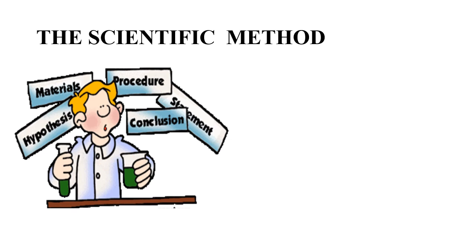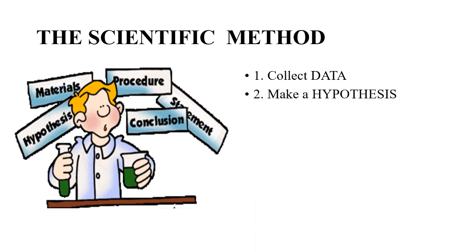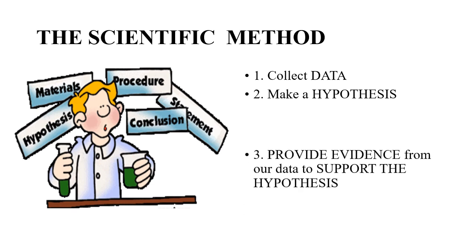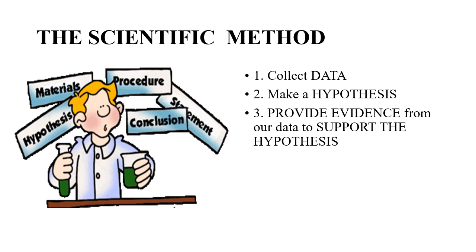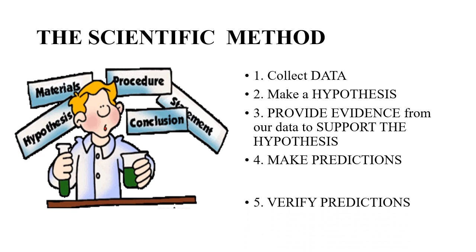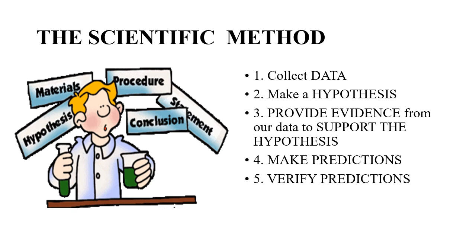So what do we mean by the scientific method? It means we use the same methodology as in the other sciences. And what is that other methodology? Well, we start with the data, we collect data, then from those data we make a hypothesis. Once we have a hypothesis, we need to provide evidence from our data to support the hypothesis. Then we make predictions. Then we verify the predictions.